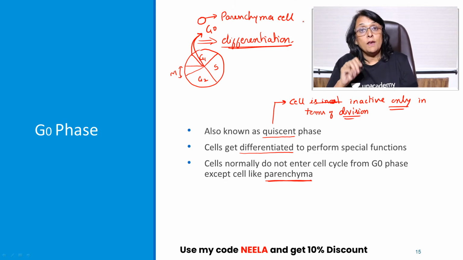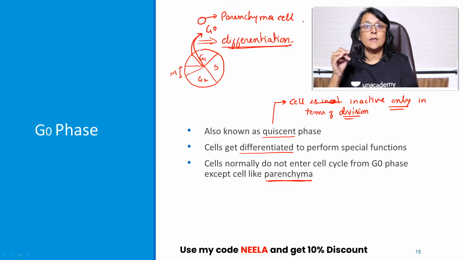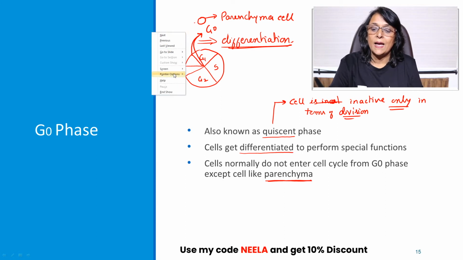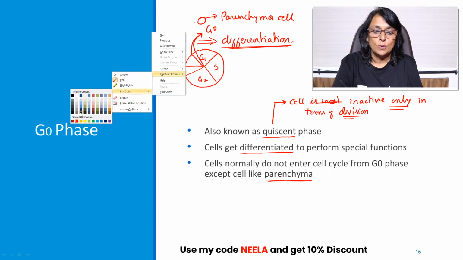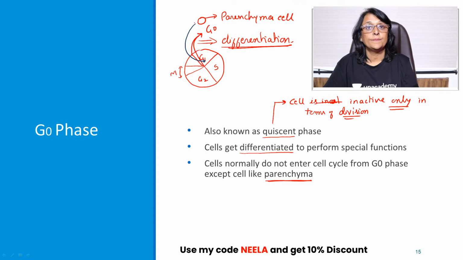But if a plant requires that this parenchyma cell has to divide, then the cell is going to come back into the cell cycle. The cell enters G1. Here it will prepare itself for S. It gets into S phase, G2, division, M phase. And now parenchyma is going to divide.